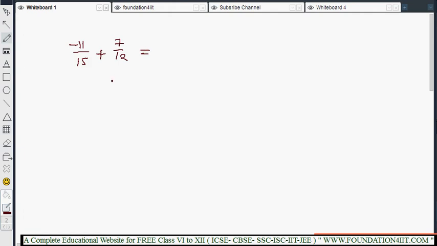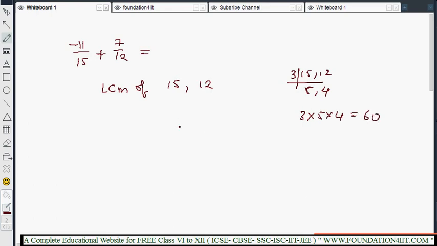So the LCM of 15 and 12. Because the denominators are not the same, they are unequal denominators, so we should find the LCM of 15 and 12. So 15 comma 12 LCM, if you take the 3 table, that is 15 and 12, 3 5s and 3 4s. So we can multiply all this: 3 into 5 into 4. 60 is the LCM. So directly the LCM of 12 and 15 is 60.